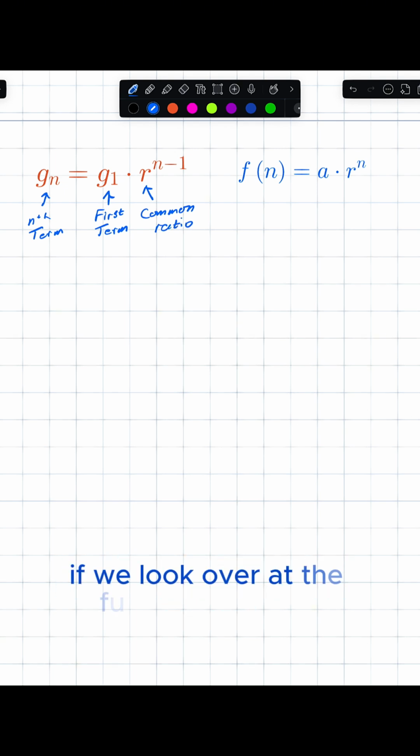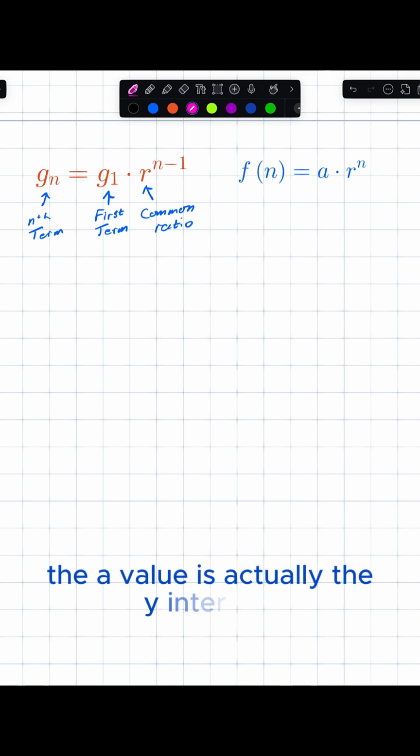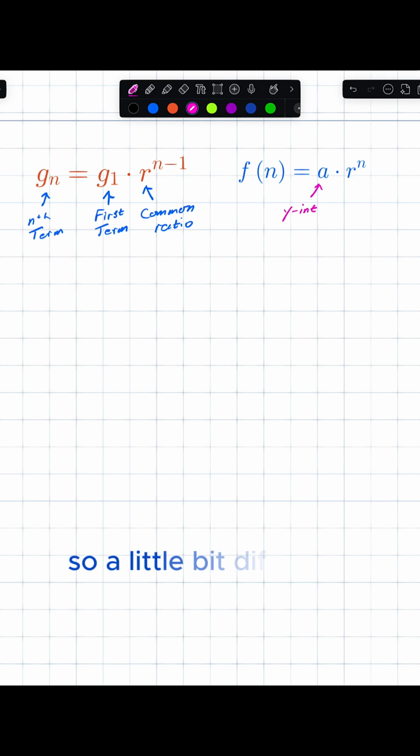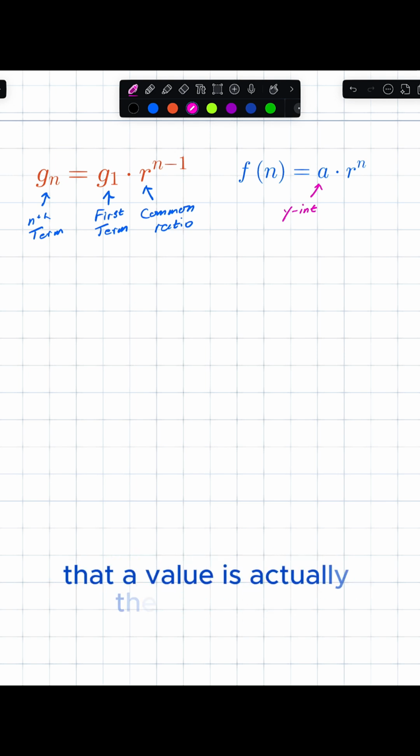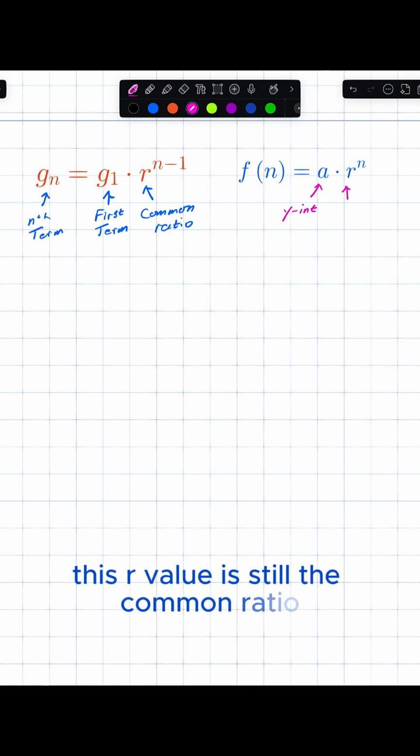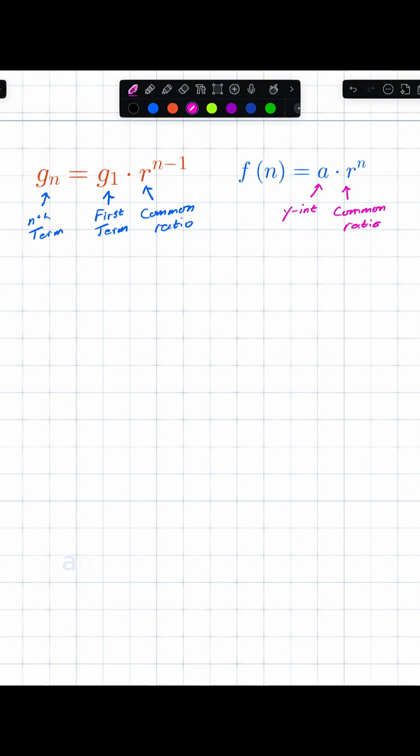If we look over at the function notation, which is where we're going to be moving, our function of n in this case is equal to, well, the a value is actually the y-intercept. So a little bit different than it is in the geometric sequence. That a value is actually the y-intercept. This r value is still the common ratio. And then, of course, we have our exponent of n. So the issue is here, how do we convert from one to the other?